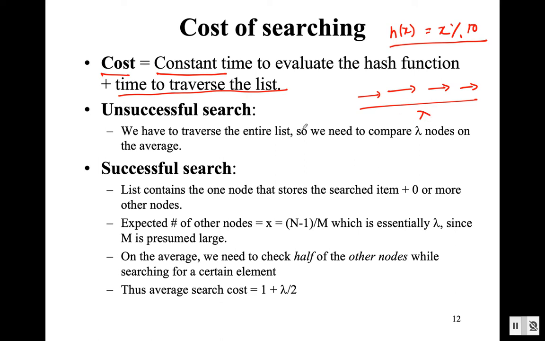For an unsuccessful search we may have to traverse the entire list, so we need to compare the load factor number of nodes on average. Now for a successful search, the list contains one node that stores the search item, plus zero or more other nodes.